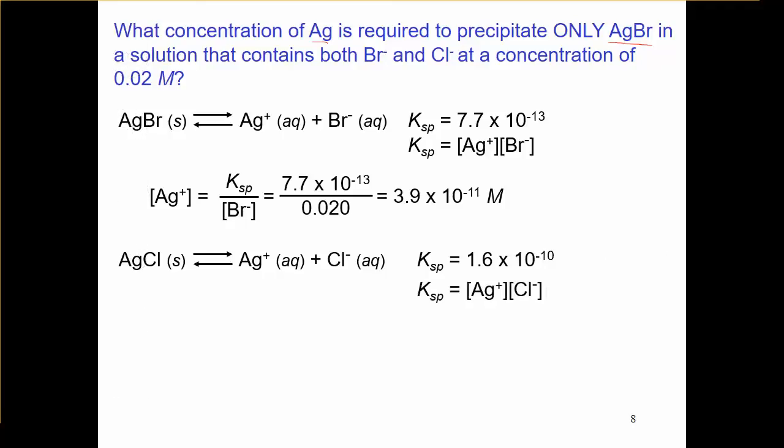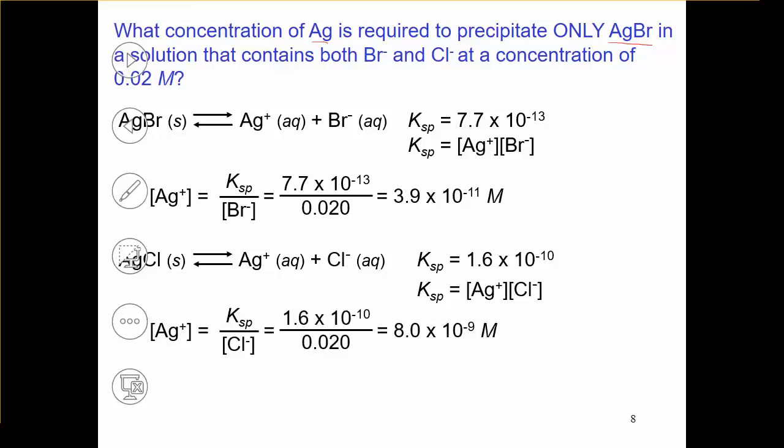Here's the KSP for silver chloride, 1.6 times 10 to the negative 10. You do the same thing. Silver is its KSP divided by the concentration of the chlorine, 8 times 10 to the negative 9 molar. So we have these two molarities. Okay, so silver at a concentration of 3.9 times 10 to the negative 11 molar will be at equilibrium with the bromine. If I go above that, it's going to precipitate.